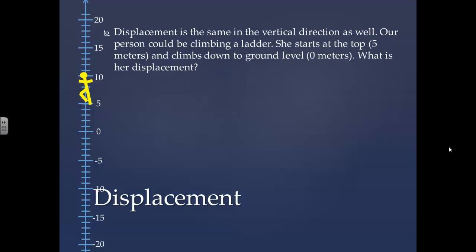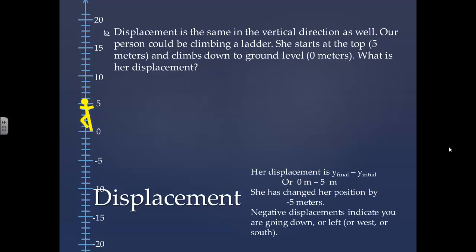Displacement is the same in the vertical direction as well. Our person could be climbing a ladder. She starts at the top, 5 meters, and climbs down to ground level, 0 meters. What's her displacement? 0 minus 5. She has changed her position by negative 5 meters. Negative displacements indicate you are going down or left or west or south.